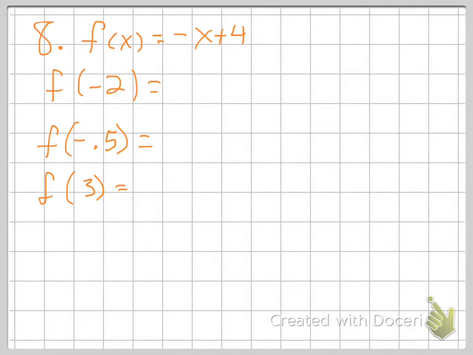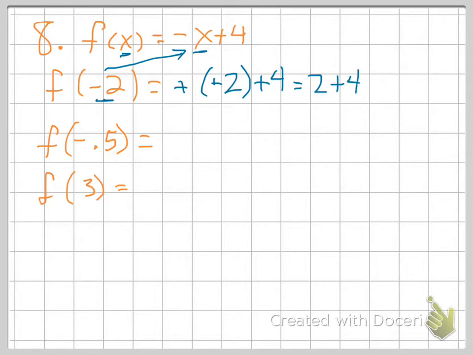Okay. Here, we have f of x equals -x plus 4. We're going to take our x's and plug them in for x. So here we have negative, and then our x is -2, plus 4. When I subtract a negative, it goes click, click. So I have 2 plus 4 is 6.